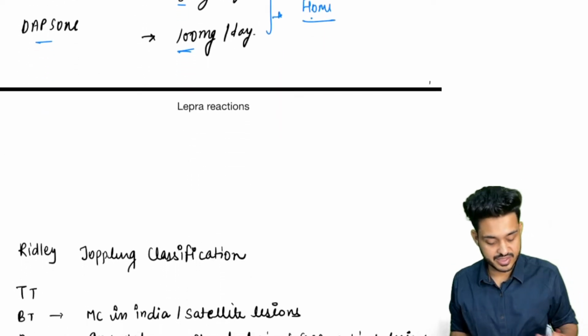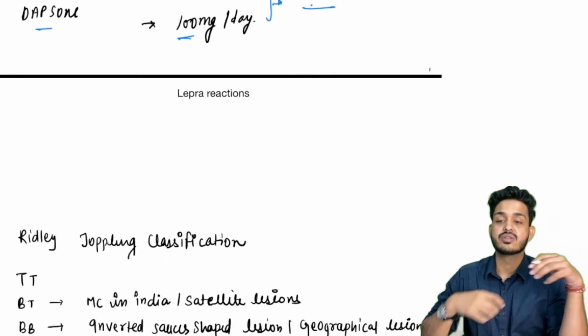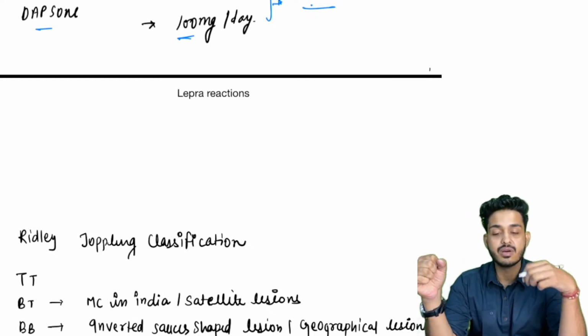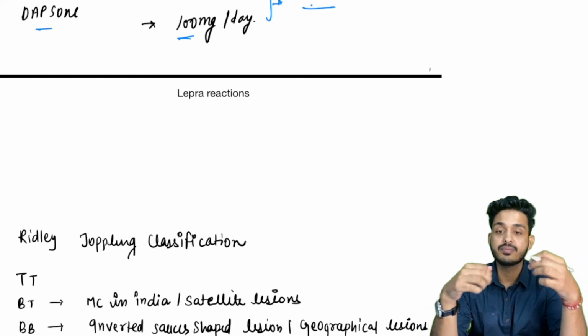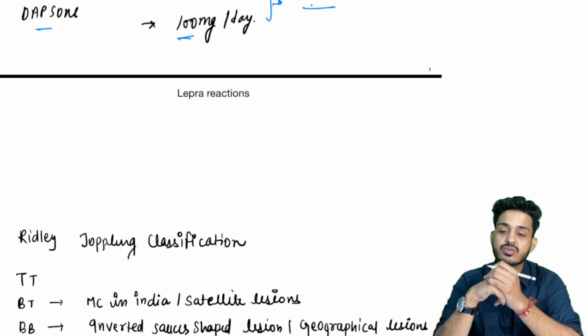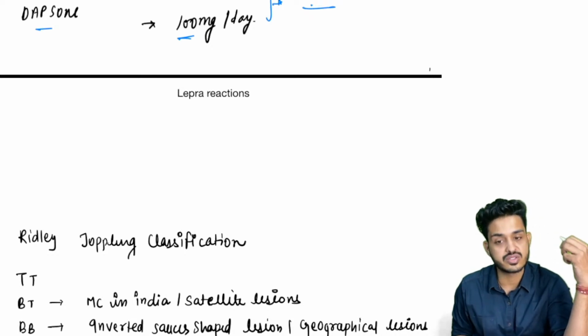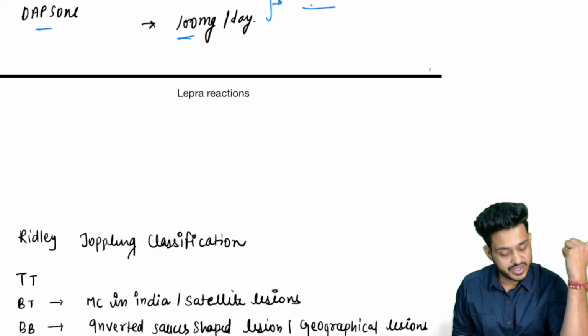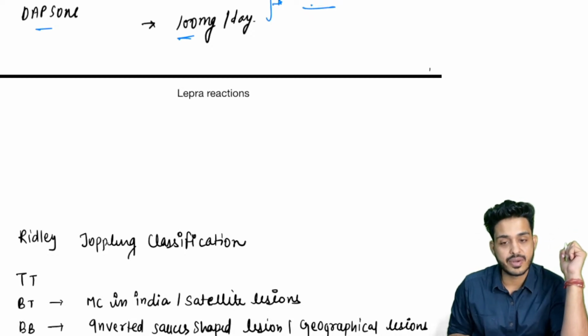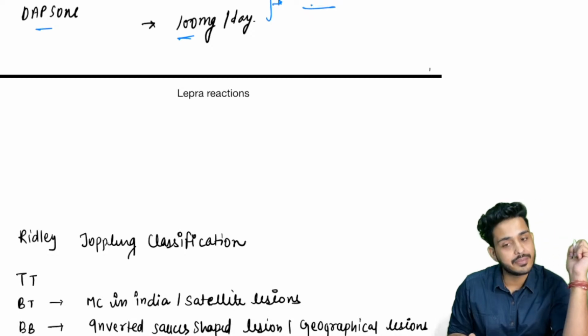Multibacillary leprosy, right? So we are having lepra reaction. What will happen when the patient will take the drugs? There will be formation and there will be generation of certain reactions, right? So there will be some reactions in the patient and these are known as lepra reactions. Okay, these are known as lepra reactions.